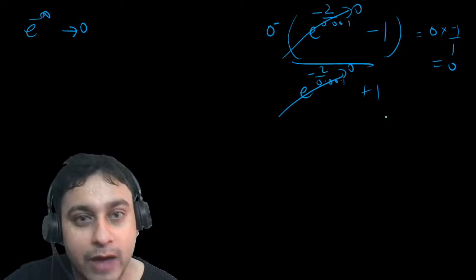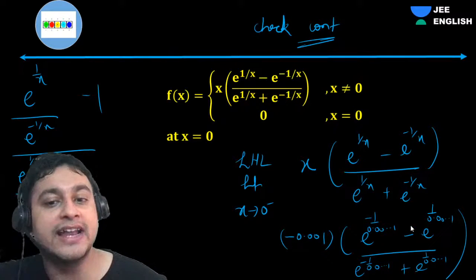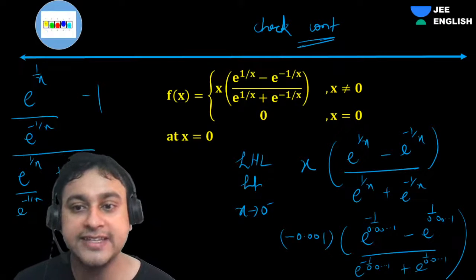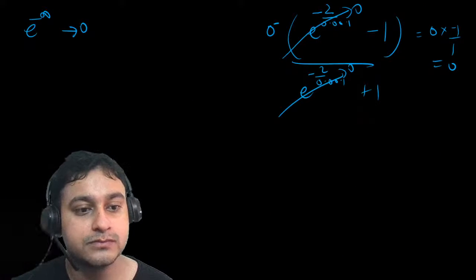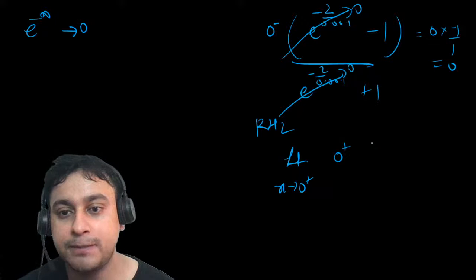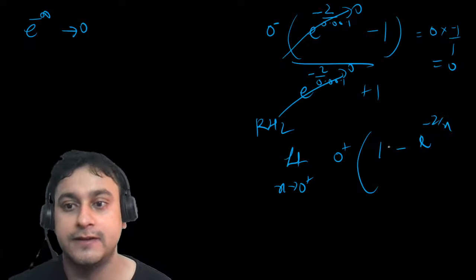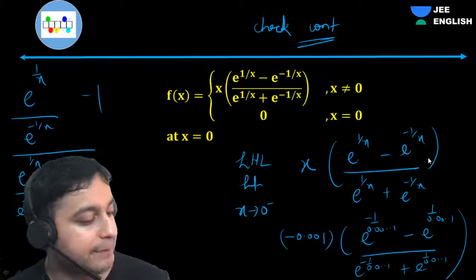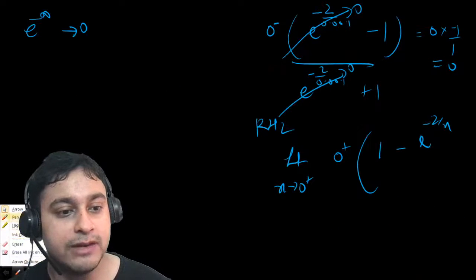So guys, can I say LHL is 0? Right? Absolutely. I will say LHL is 0, and similarly your RHL will be 0, because in that scenario what we will do for RHL is limit x tending to 0 plus, that will be 0 plus into 1 minus e power minus 2 by x, right? Because we'll divide by e power 1 by x in that scenario. Okay, so this thing will become what?